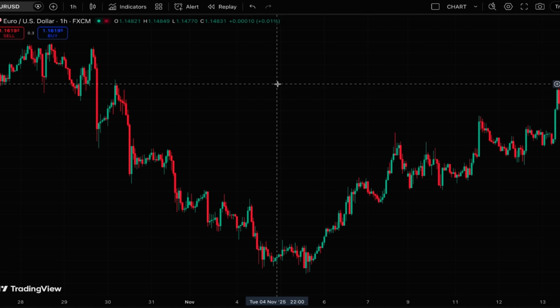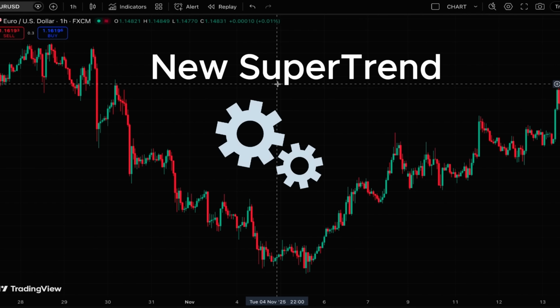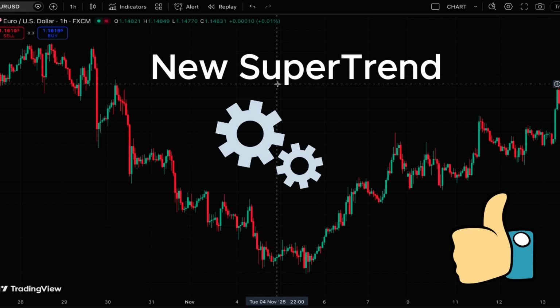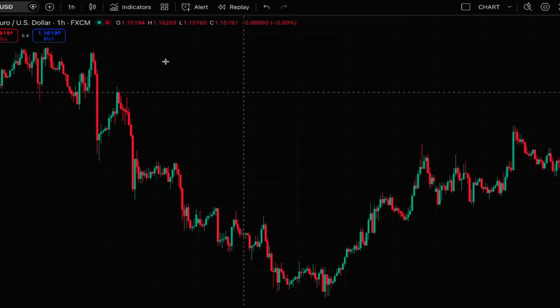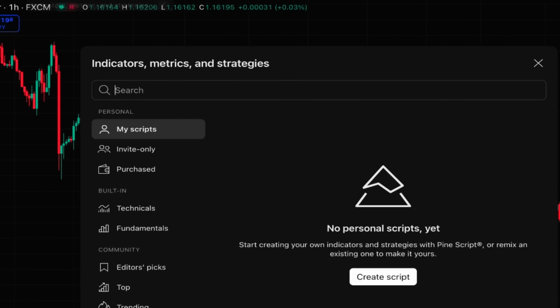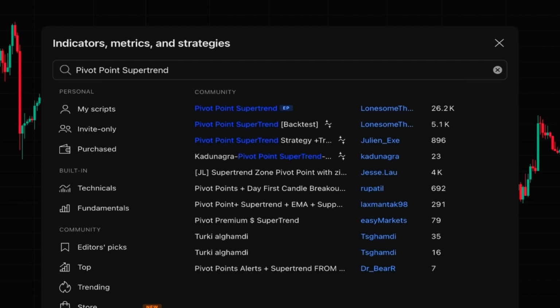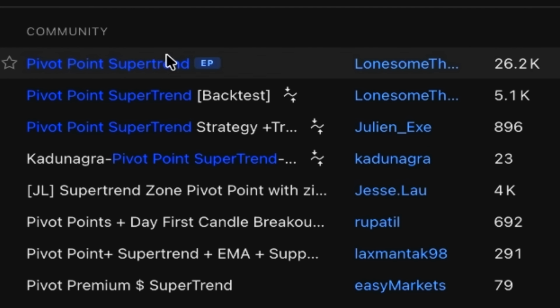Alright, this indicator is a new version of Super Trend. As you know, Super Trend is a famous trend indicator and many traders use Super Trend for trend identification. But this new version of Super Trend is much better than the original one. To add it to your chart, here you just need to click on Indicators and search Pivot Points Super Trend. This one, which is an editor's picks indicator and written by Lonesome the Blue. It is already a popular indicator on TradingView and it is used by many traders.